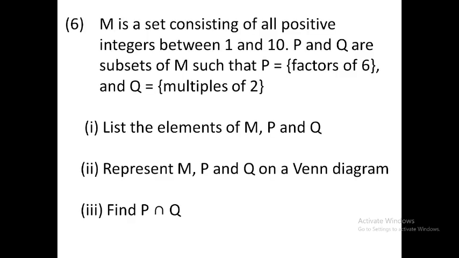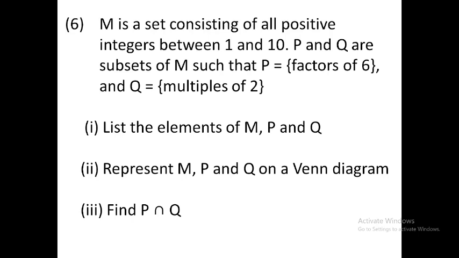Let's go straight to 2001. What question does the examiner have for us? Let's go. It says, M is a set consisting of all positive integers between 1 and 10. P and Q are subsets of M such that set P equals factors of 6, set Q equals multiples of 2. List the elements of M, P, and Q.